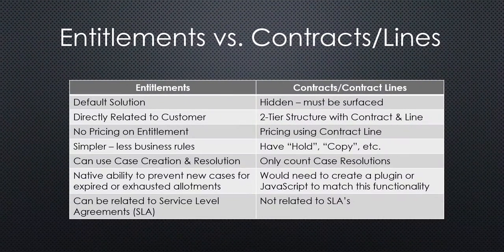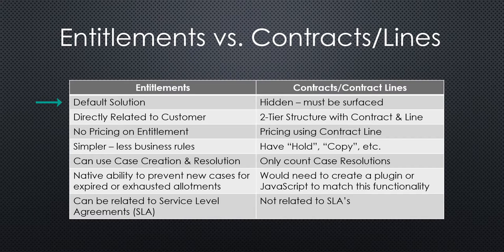As we mentioned in the book, it may be useful to understand the difference between entitlements and contract lines and some of the differences in features and functions of each. We'll go through these here, and then we'll demonstrate and look at a few of the features in the application itself. So first of all, entitlements are now considered to be the more or less default solution for contract management in Microsoft Dynamics 365 Customer Service.